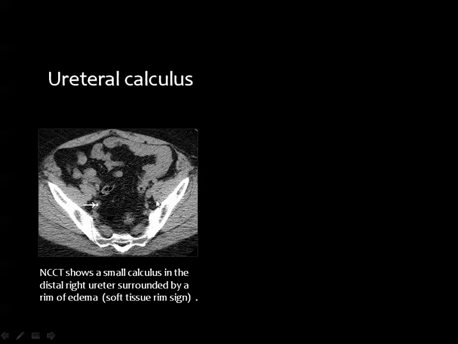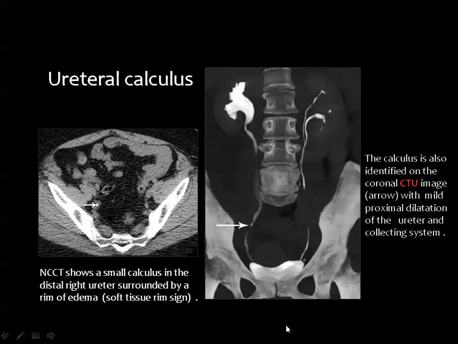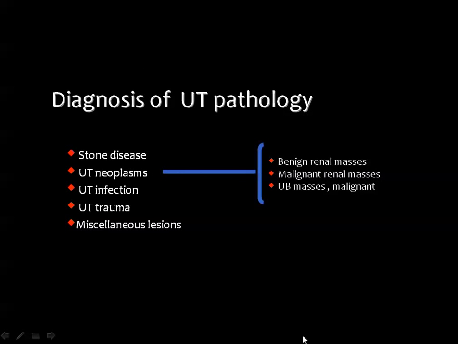And this arrow points to a small radio-opaque shadow on the right side of the pelvis. This may represent a phlebolith and may represent a stone. And this is a CT urography obtained after injection of contrast material, showing a duplex left kidney with normal ureter, and the right kidney, the pelvicalyceal system is dilated, and the ureter also, and this arrow points to the site of the stone, which is located in the distal third of the ureter.